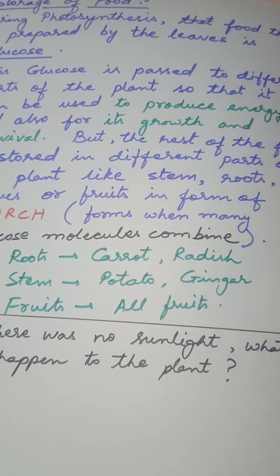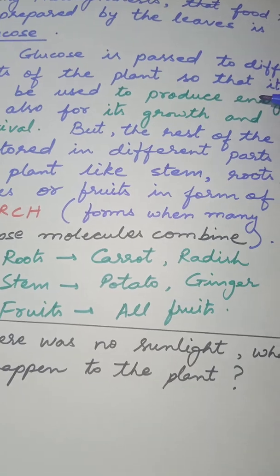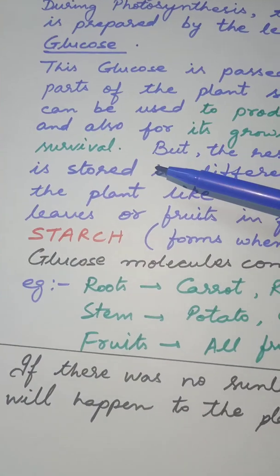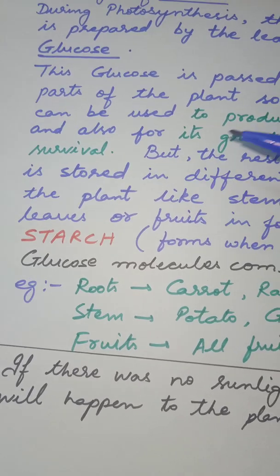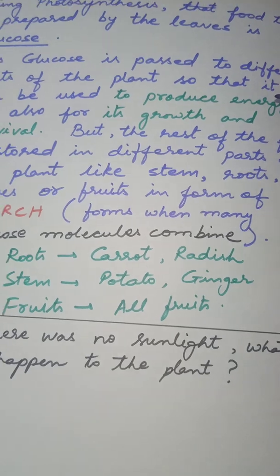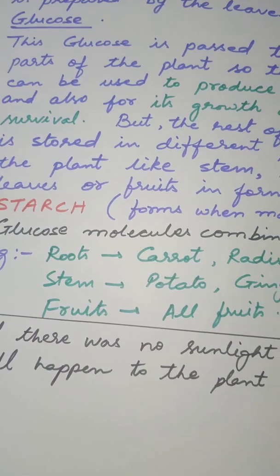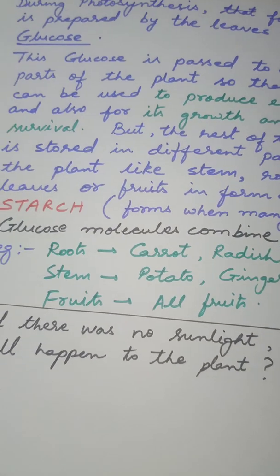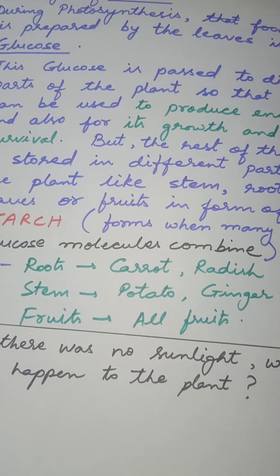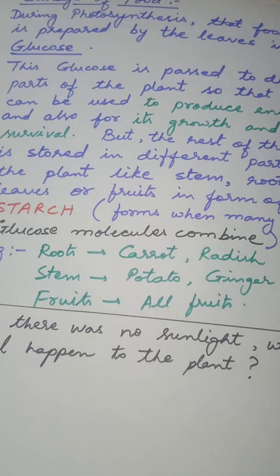In the same way, plants also need energy so that they can grow properly and survive, because it is a living thing. That is why glucose is required for its survival. Now throughout the day, during the daytime, the leaf is continuously doing photosynthesis. That means how many molecules of glucose are being made? So it is not going to use up all the glucose.